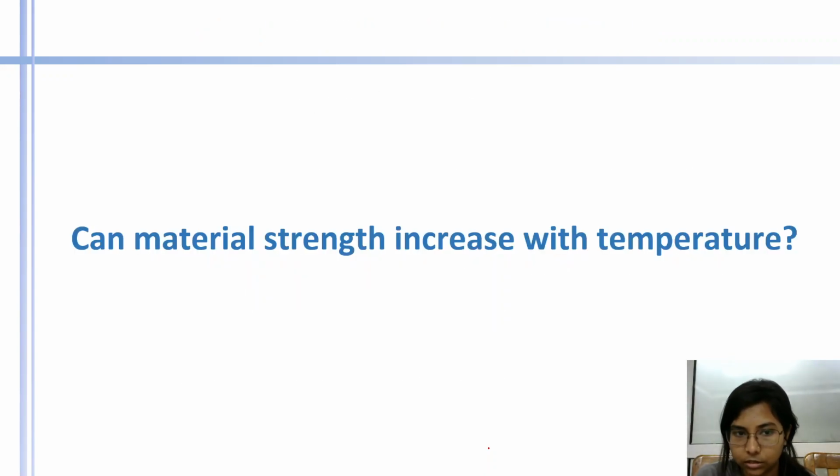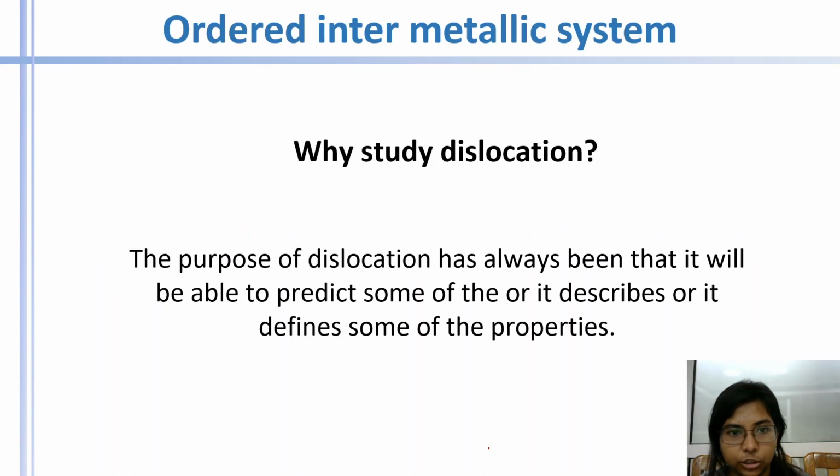So now we come to the question: can material strength increase with temperature? We will come to the ordered intermetallic systems, but before that, let us understand why we are actually trying to study dislocations. The purpose has always been that by studying dislocations, we will be able to predict, describe, or define some of the properties of the material.